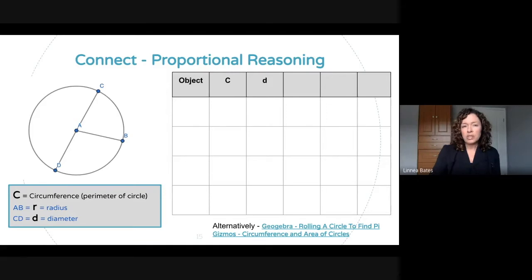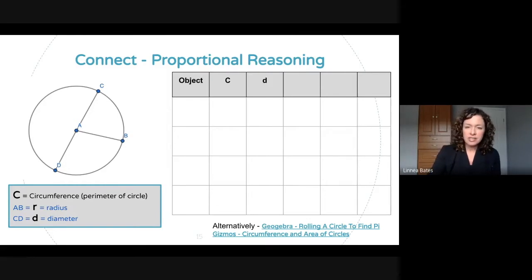Typically, we want students to do some inquiry into the relationship between these dimensions and these calculations. So in a class, you would typically get some circular objects. Teachers hand out a piece of string and have students use the string to measure the circumference of the circle, place it on a ruler, as well as measure the diameter of the circle.